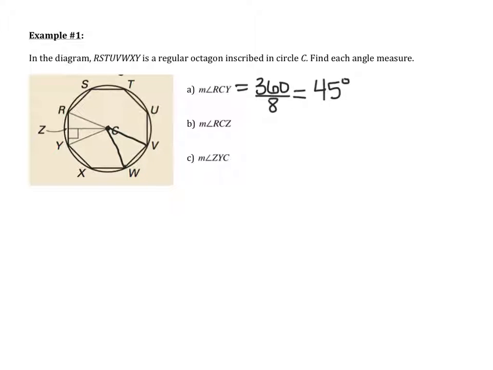Moving on to part B, the measure of angle RCZ. So RCZ would be from here to here. Well, we know that this angle is 45 degrees, and the apothem, the distance from the center to the side of the octagon, would be bisecting that angle.